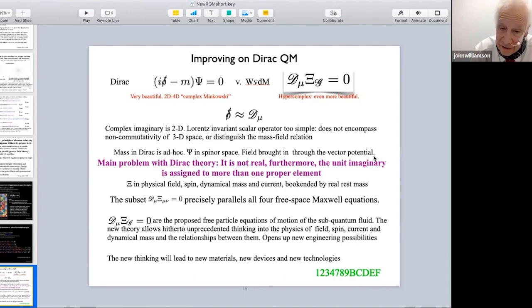And I think this kind of thinking is going to lead to lots of new materials, new devices, and new technologies. And what I'm going to do, after having spoken for just over an hour, is to stop there for a little while for a comfort break for everybody. Thank you very much for your attention so far.